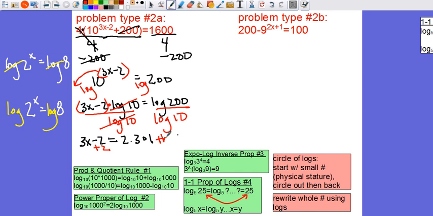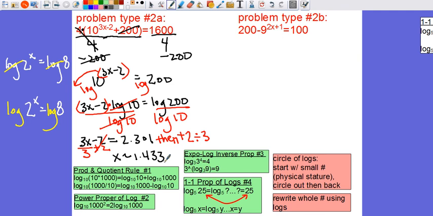Then add 2, and then you divide it by 3. Okay, so 2.301 plus 2, divided by 3. You can hit up your calculator, and you get 1.43. Okay, x is roughly 1.433.